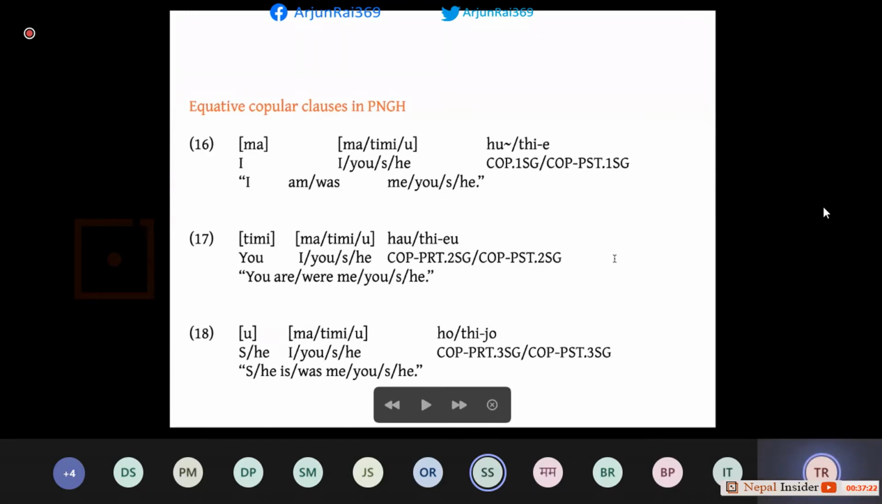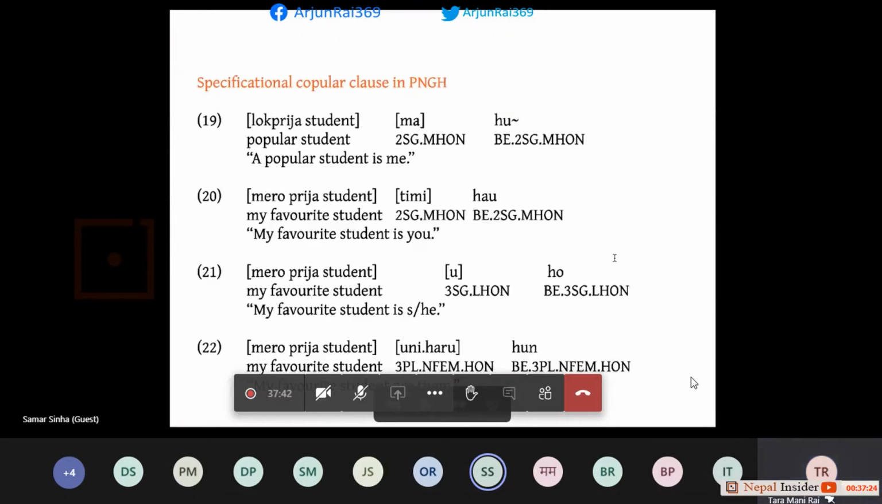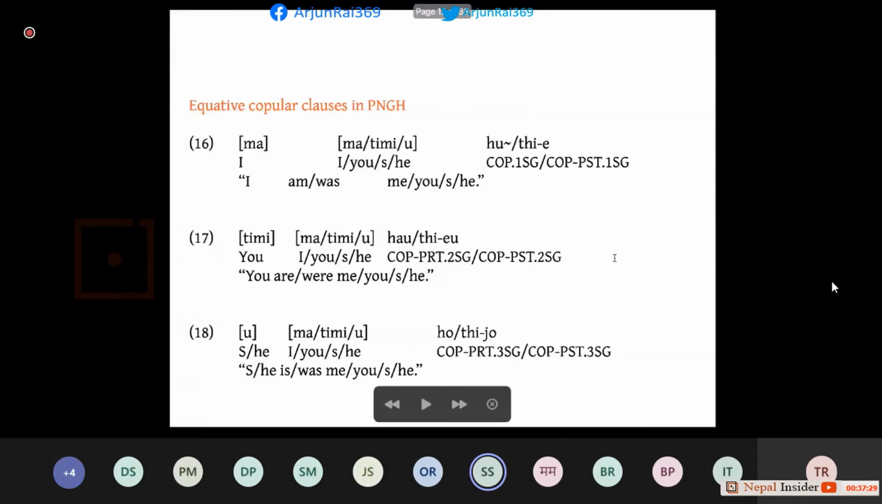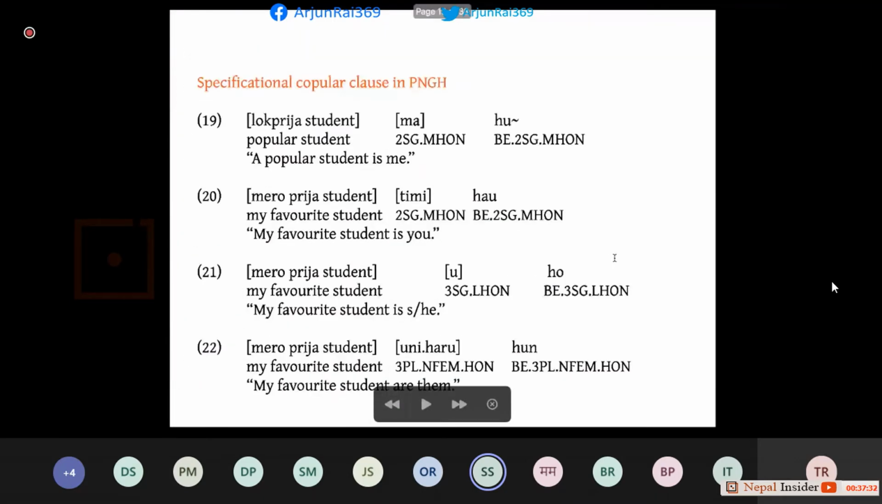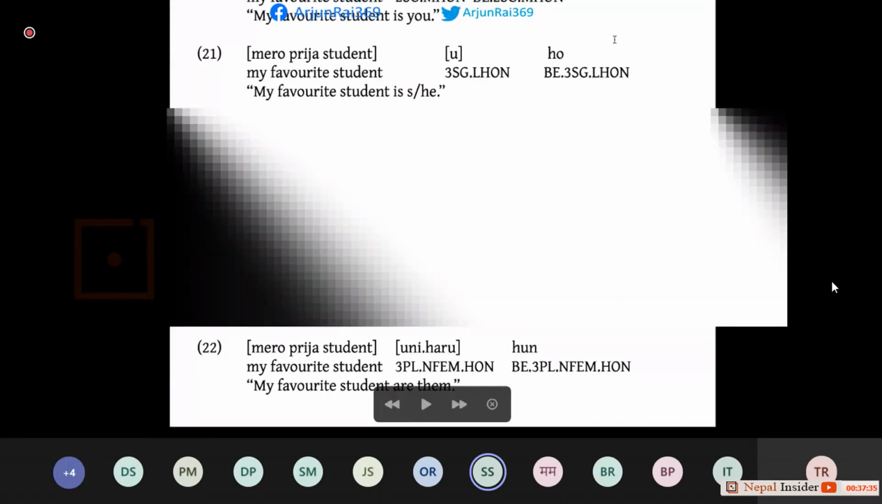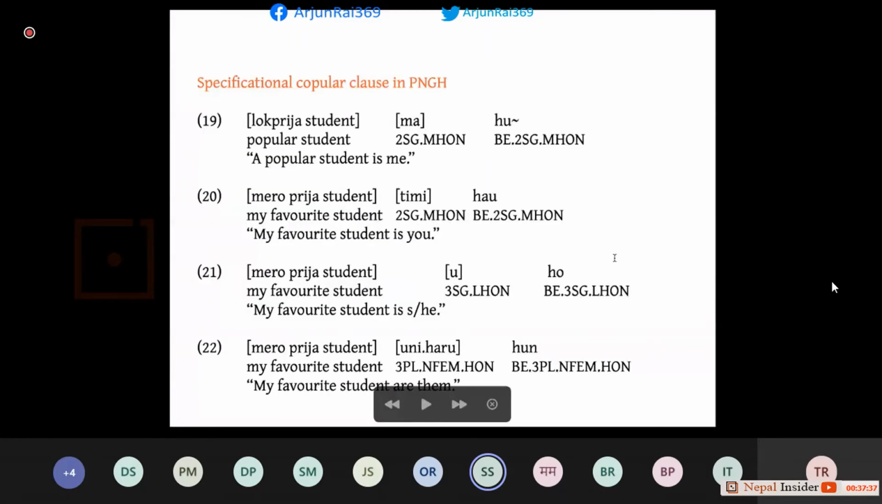Now, if you move to specificational copular clauses, just look at the difference between predicational and equative: it is the change of order, in a sense. If you look at the specificational copular clause, Lokpriya student, ma hum. Nasalization has been written as more segmental rather than suprasegmental because of the orthographic convention that is followed. Here the agreement takes place with the NP2, not with the NP1. Mero priya student, timi hou. So the agreement takes place with timi.